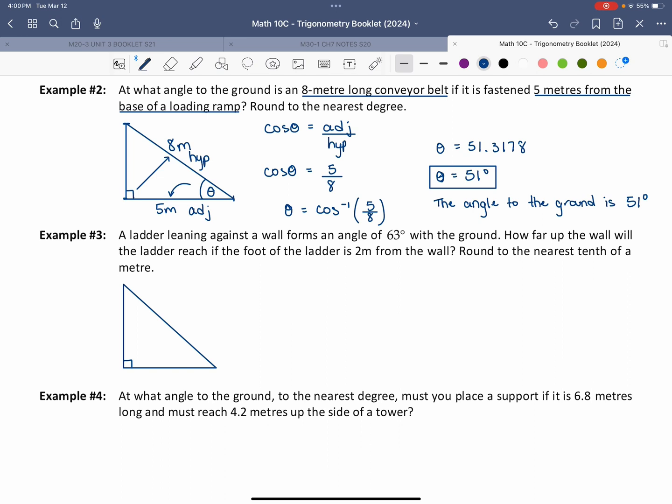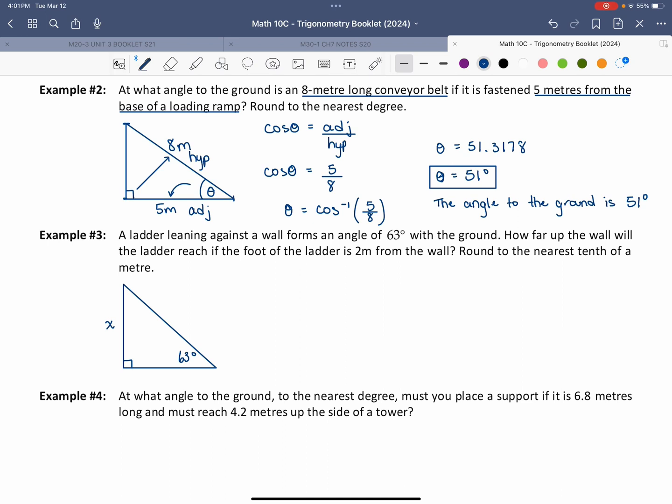A ladder leaning against a wall forms an angle of 63 degrees. Obviously the wall should be straight up and down. So this would be the wall. The ladder leans against the wall, so the hypotenuse would be the ladder. The ladder forms an angle of 63 degrees with the ground, so this would be where our 63 goes. How far up the wall will the ladder reach? That would be here. We're calculating x.